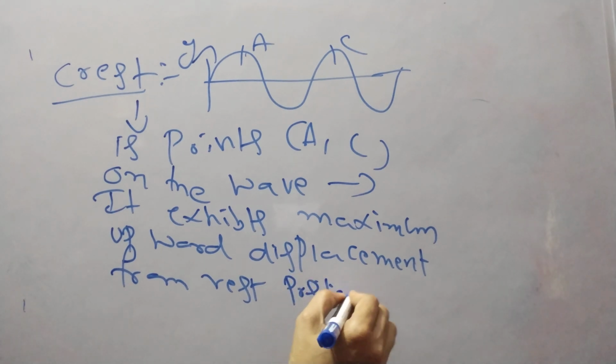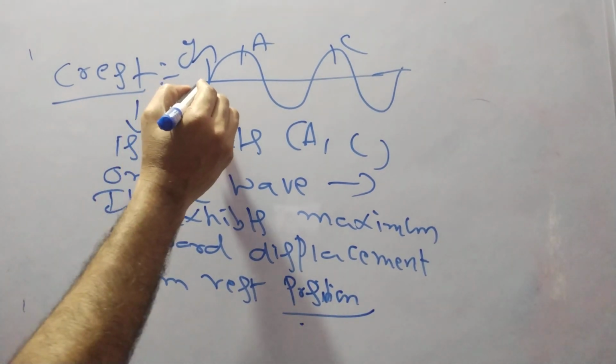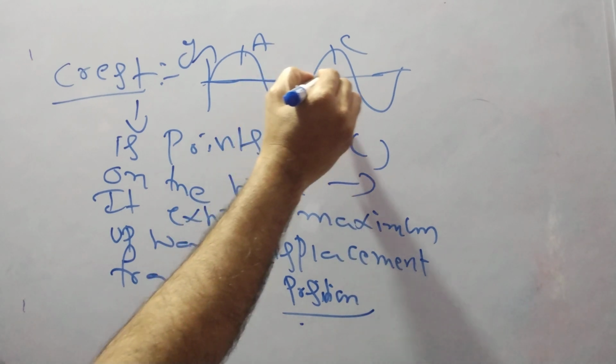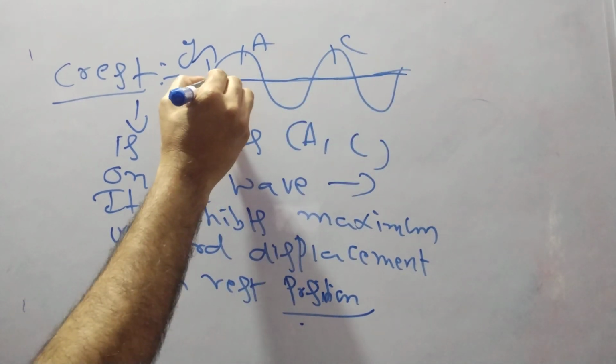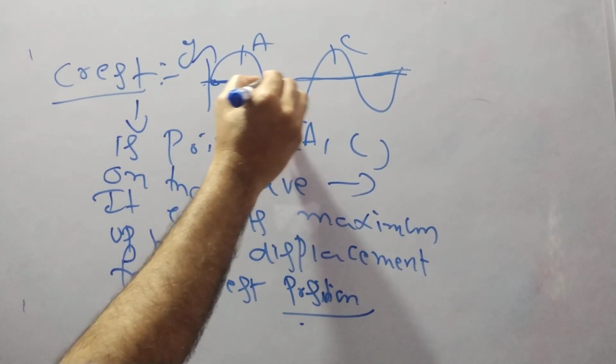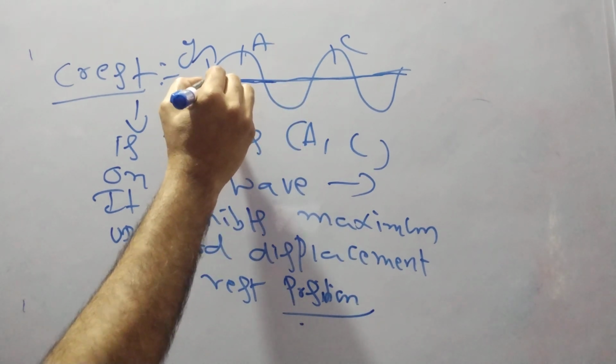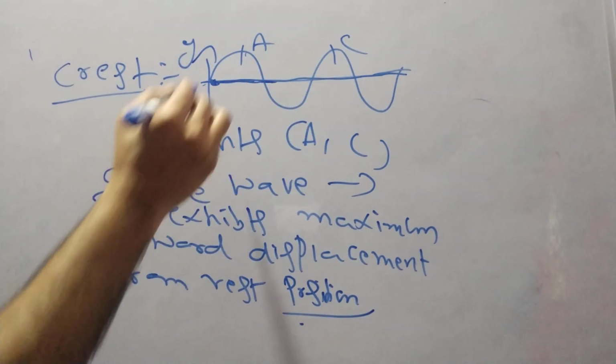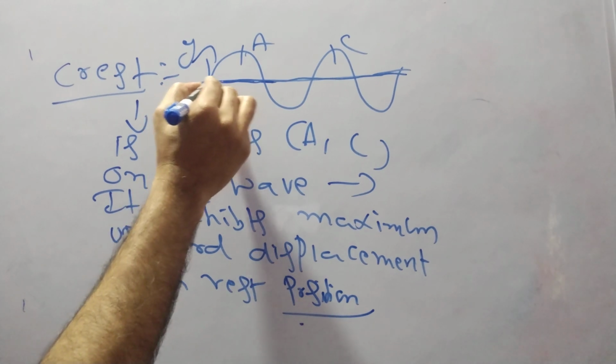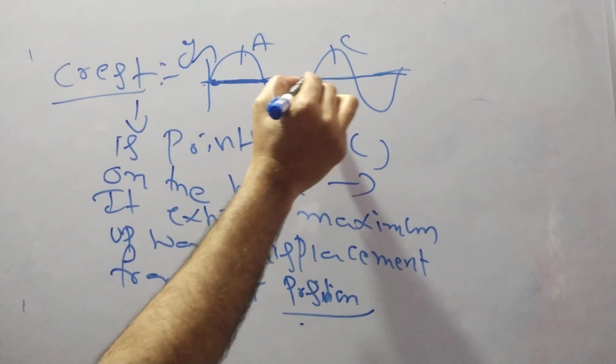Okay. So what is rest position here? In this curve, this is the rest position, because here the particles are not vibrating. When they are vibrating, you will get a curve here. So on this line the particles are not vibrating at all.